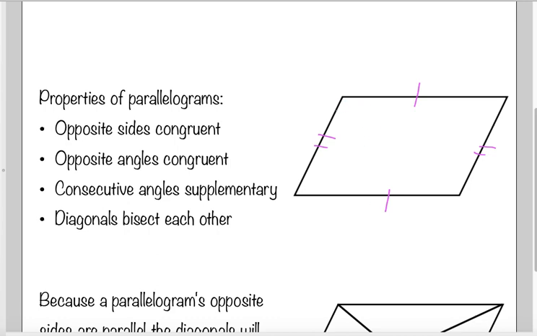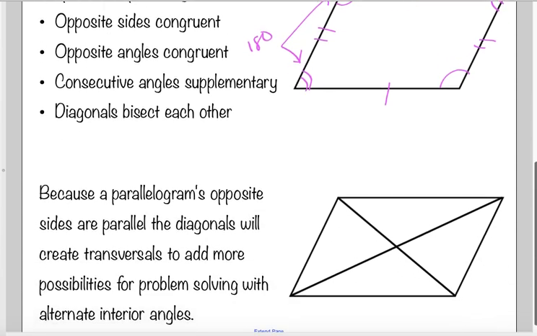Opposite angles will also be congruent. So this one and this one here are going to be equal to each other, and this one here and this one over here will also be equal to each other. Consecutive angle supplementary is what I was just mentioning, how these two, for example, will be adding to 180. And same as these two across the top, these two across the bottom. And another thing about them is that the diagonals of the parallelogram bisect each other.